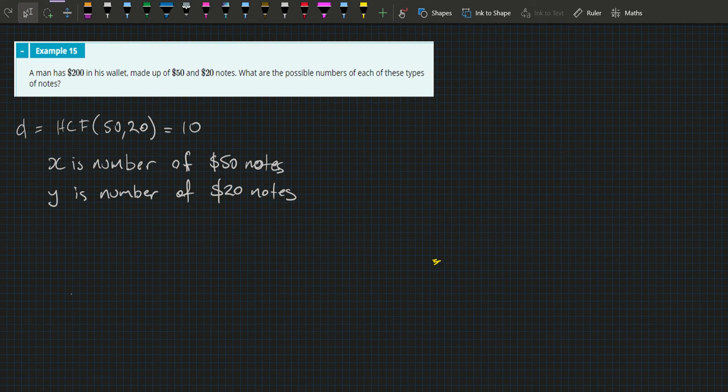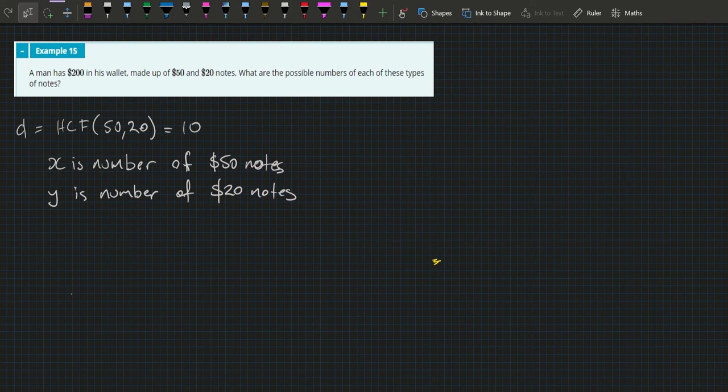Okay, so here we have a Diophantine equation asking about how many notes we've got in our wallet. Now it has to add up to $200, and we can't have fractions of notes. Unfortunately, people don't accept half a $20 note and say that's $10. So there must be integer values of those two things.